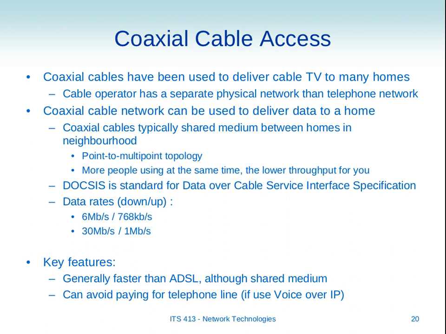So here we use the coaxial cable normally provided by TV networks for data communications. We can generally get faster data rates than ADSL, but it's a shared medium. So sometimes, depending on how many users are in your neighborhood, you may have to put up with a lower data rate at some point in time.